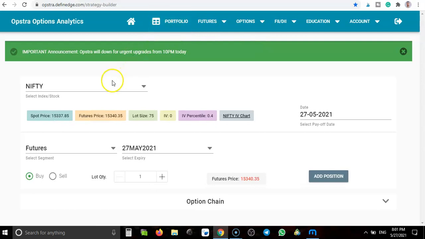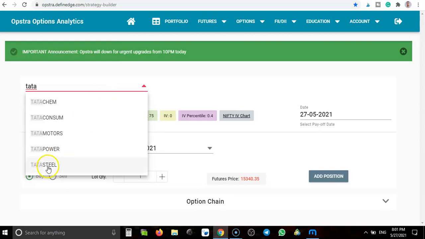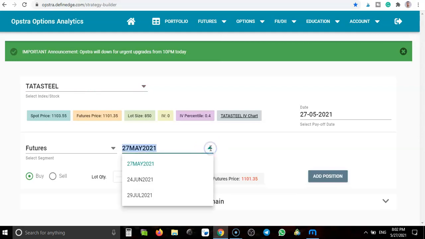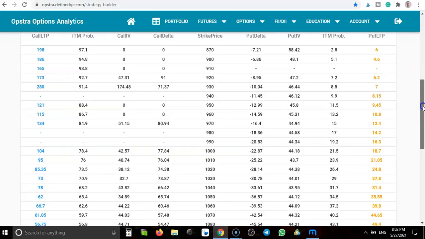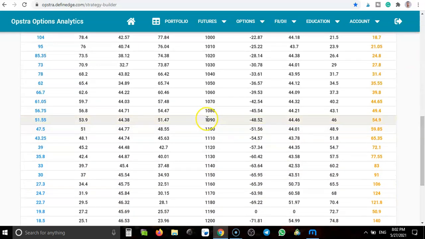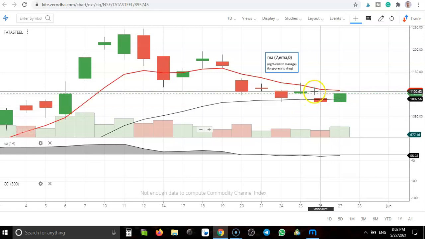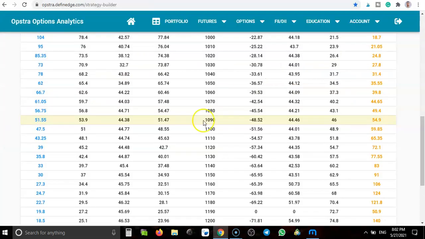What is the stock name? Tatasteel. Yeah, this one. Okay, I'm looking for buy, next expiry, 24th June. Let's jump to the option chain. Here I can see the option chain. Right now price is around 1090, almost the same. All right, so let's jump to 1090.